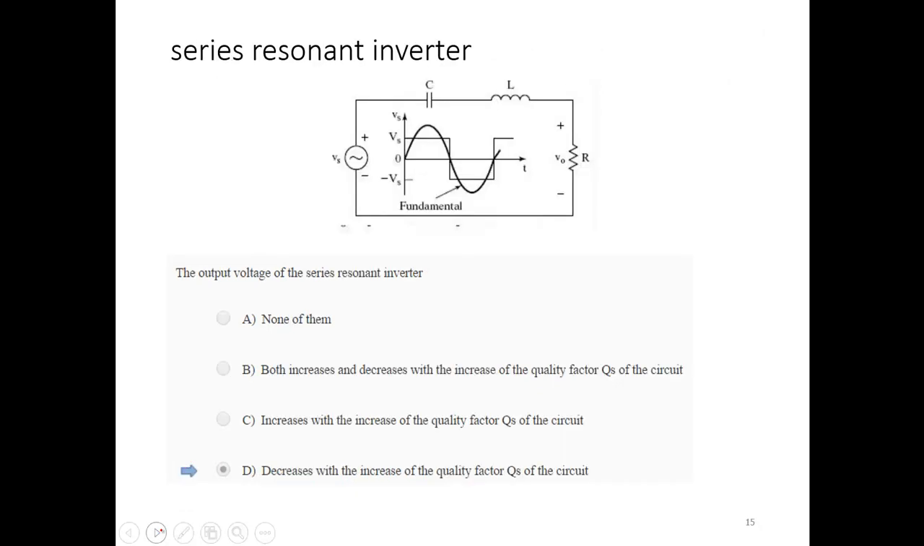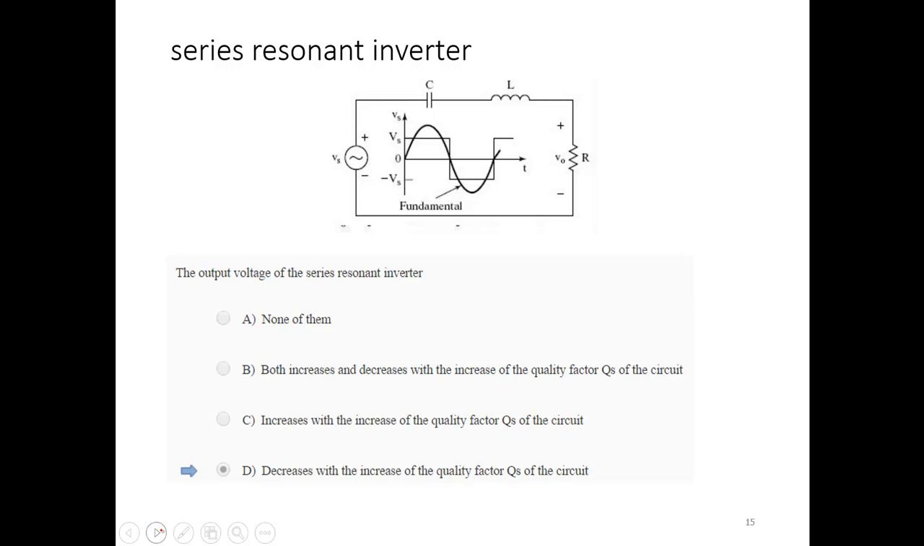In a series resonant inverter, you are forming a series RLC circuit. If you look at the output voltage of the resonant circuit in figure 7-13, the frequency of the resonant circuit is given, A and B. The output voltage decreases with the increase of the Q factor. If you increase the Q factor, the output voltage will decrease.